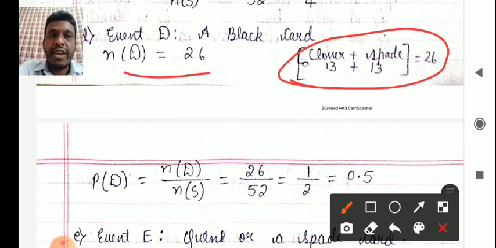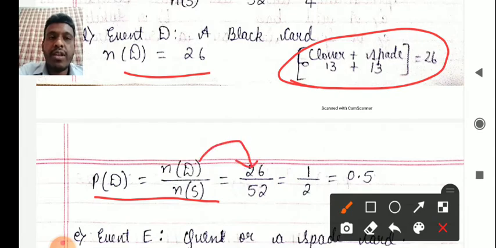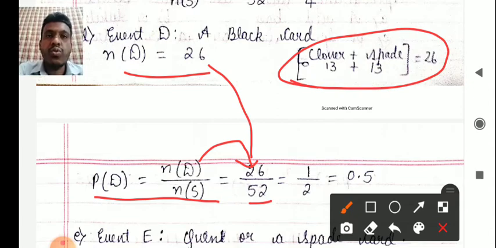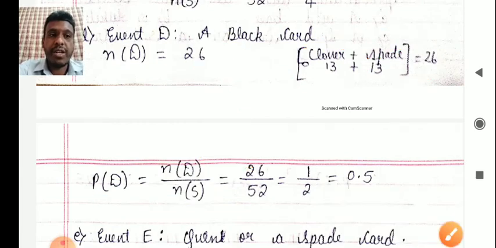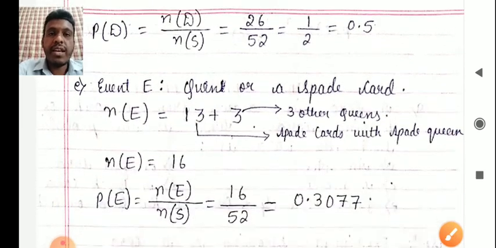So probability of D is equal to n of D upon n of S, which is equal to n of D is nothing but 26 comes from here, and n of S remains 52, which is equal to 1 upon 2 or it is equal to 0.5. You can write any of this. Now remember, whatever I am writing here, no need to write in your examination, you can directly write this. So how this n of A, n of B, n of C, n of D has come, there's no need to write in your examination. If you want, you can write, or else you can directly write this. Now this is the tricky part, E and F.